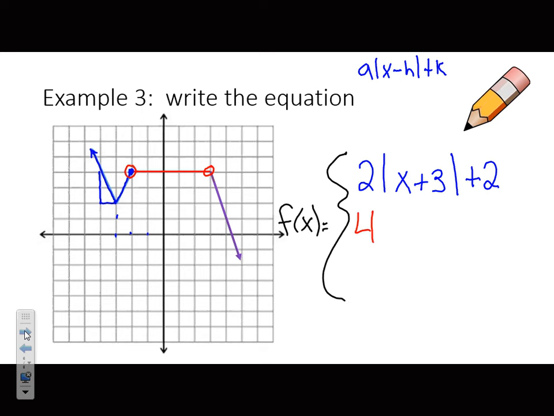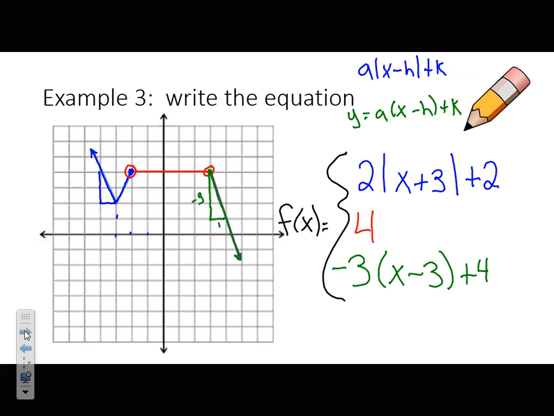Then our final equation here in the purple, which I'm going to highlight in green, is going to be a line. So when we're working with lines, we're going to work with the y equals a parenthesis x minus h plus k. So our slope first, down 3 over 1, so -3, parenthesis x. I went to the right 3, so I'm going to put -3, and then I went up 4, so I'm going to put plus 4, and I can leave it just like that. So now I've come up with my 3 equations.